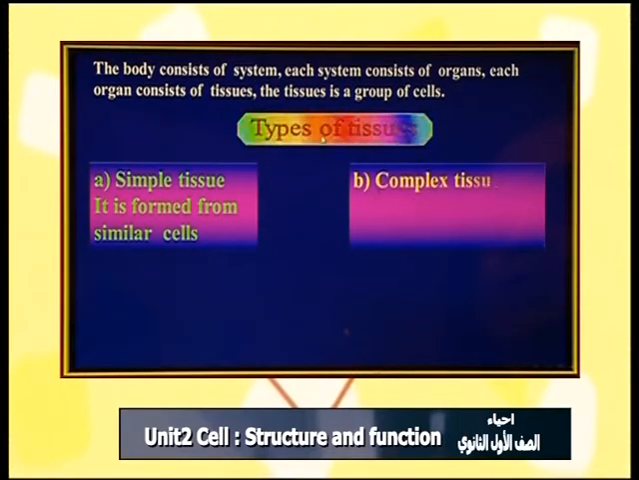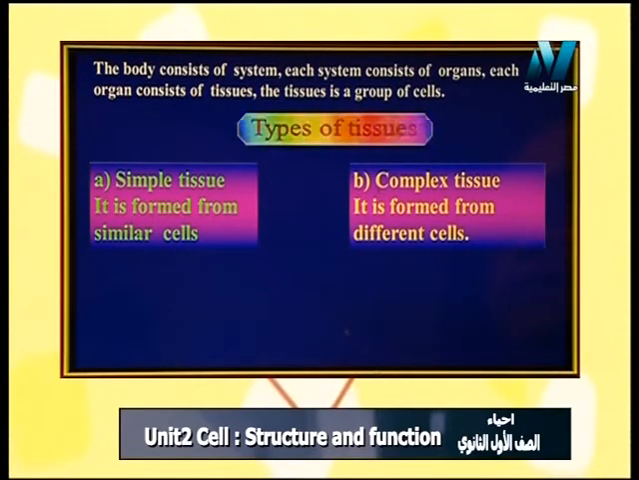But the living organisms are divided into two types, unicellular and multicellular. In unicellular, the body consists of one cell, but in multicellular, the body consists of systems. Each system consists of organs. Each organ consists of tissues. The tissue is a group of cells. And there are two types of tissues.